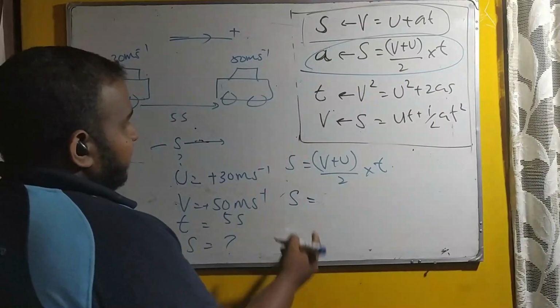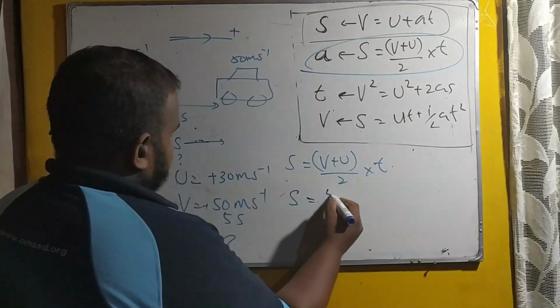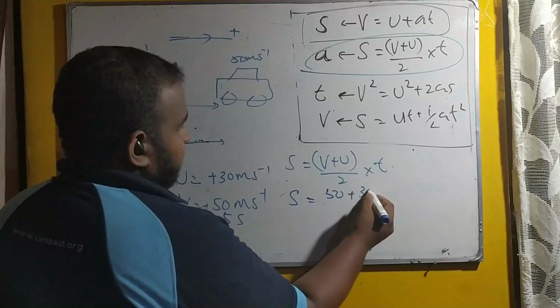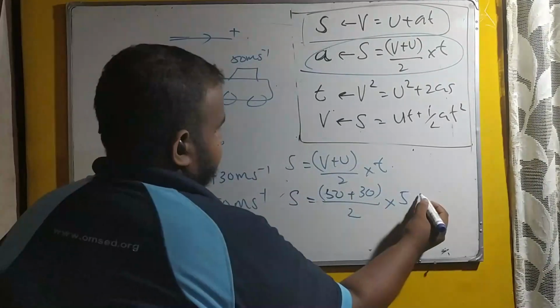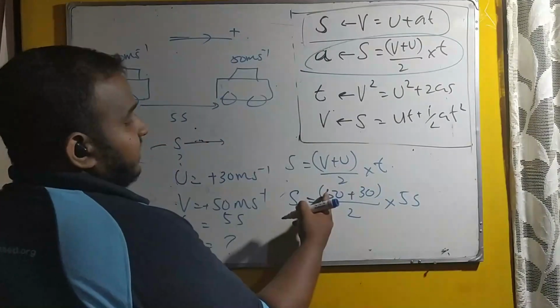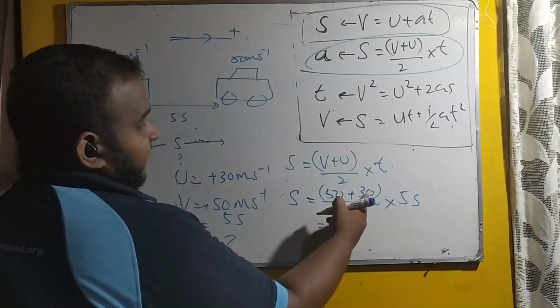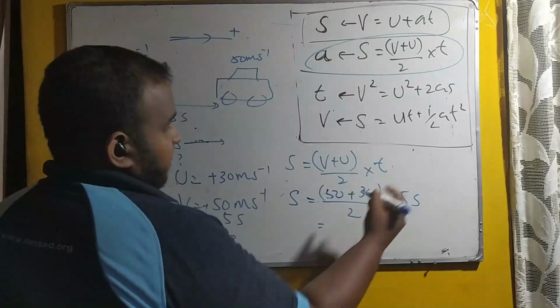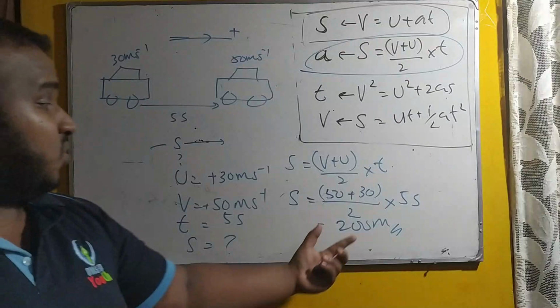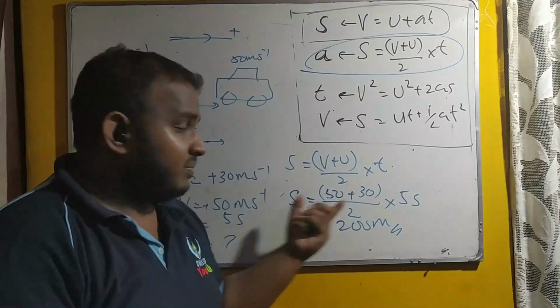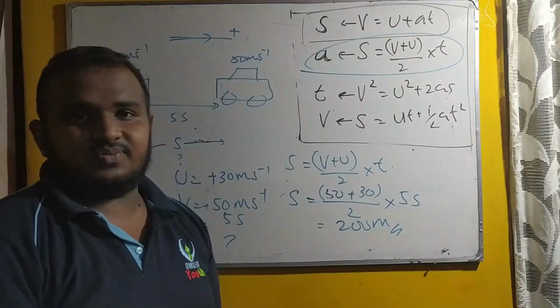So V, the final velocity, is 50, U is 30, divided by 2. The time taken is 5 seconds. So the answer will be: 50 plus 30, 80, divided by 2, 40. 40 into 5, 200 meters. So it has taken 200 meters to make this process within 5 seconds.